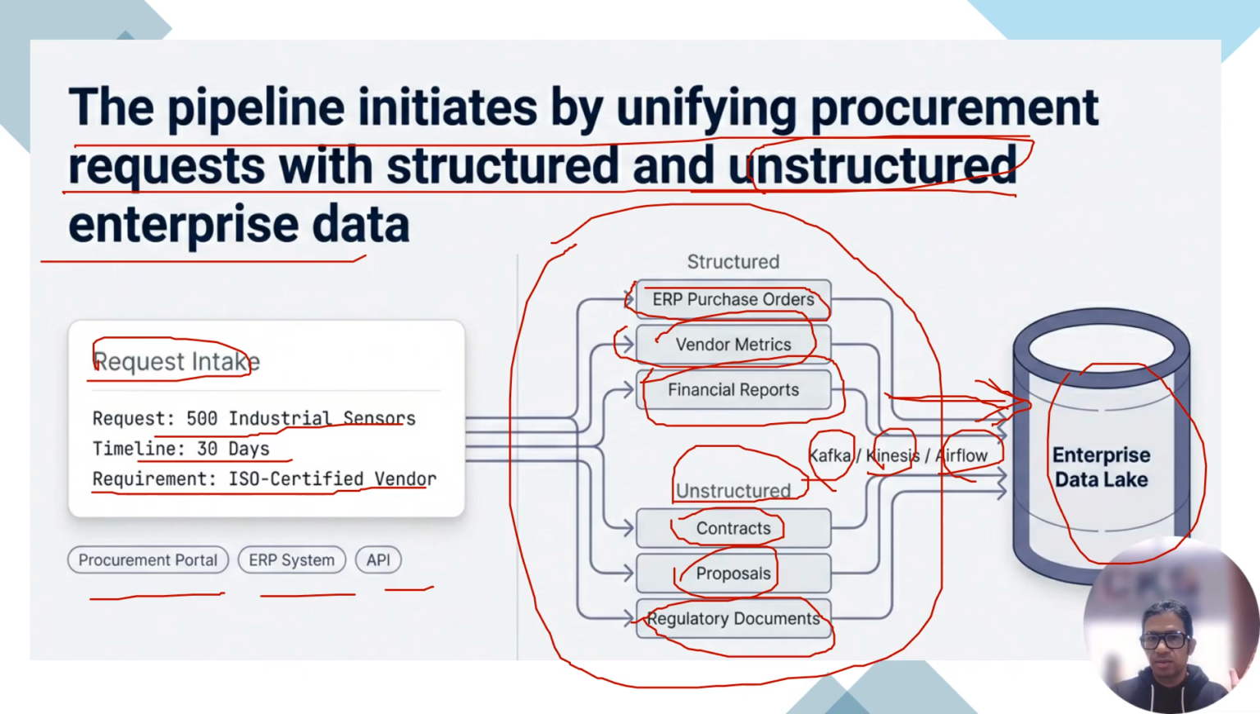So to summarize, a request comes in, and the system enriches it using structured plus unstructured data. Everything lands in the enterprise data lake, and then we build intelligence on top of it. In the next slide, I'll show you how we convert this unified data into something much more powerful: a contextual knowledge graph that exposes hidden relationships like vendor, region, and regulations.